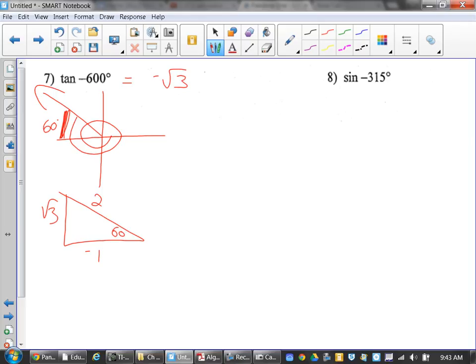Yeah, Kelly? How do you know that's negative? It's in the second quadrant. If you remember, what's happening here is if you place it into the second quadrant, your x values are negative. Your y values are positive. So your tangent would be a positive root 3 over negative 1, so that's why it's negative root 3. Okay? You place the same idea.